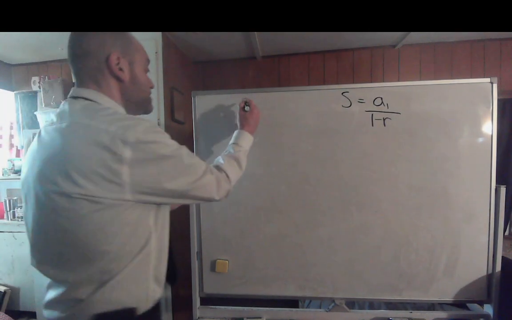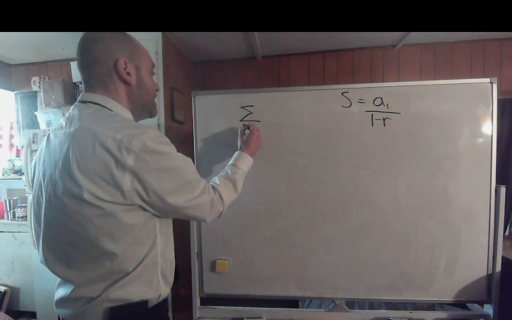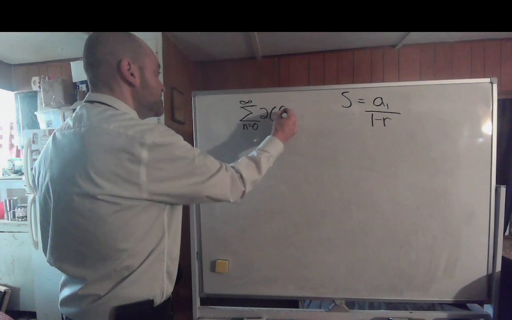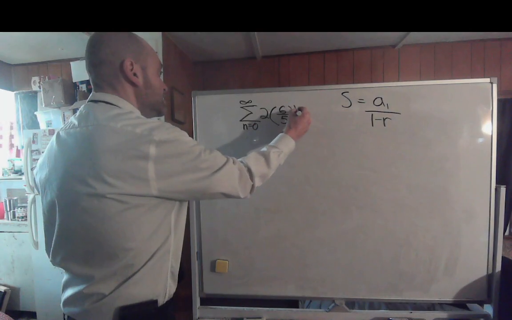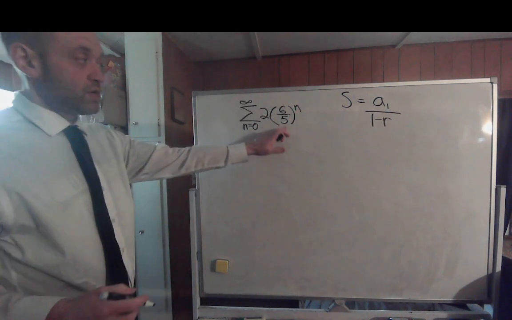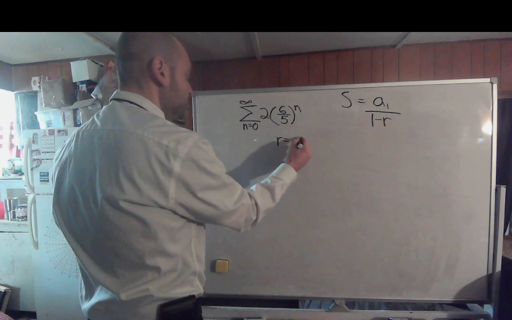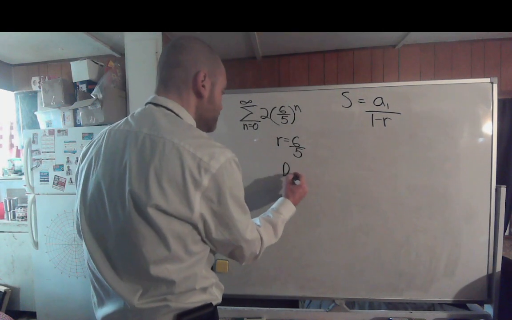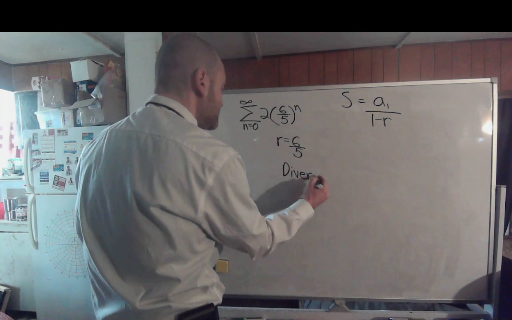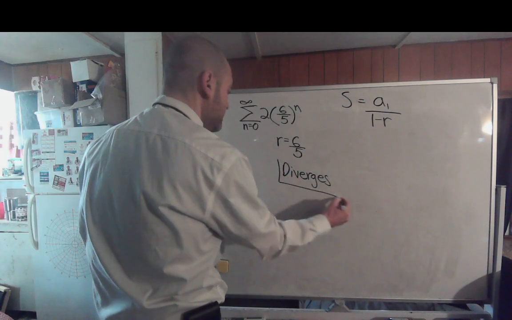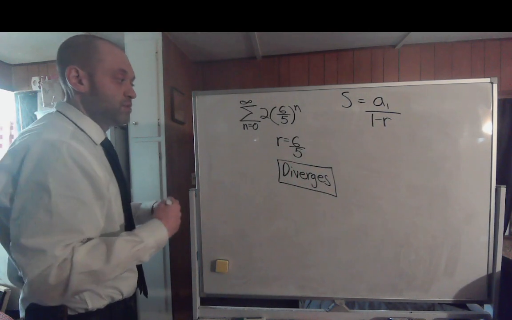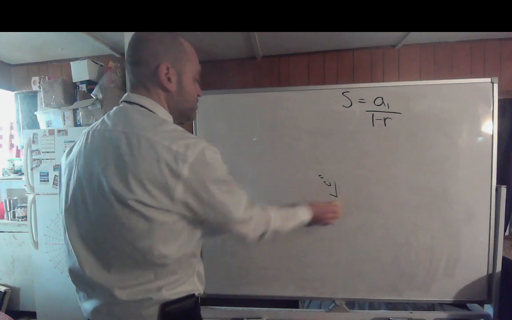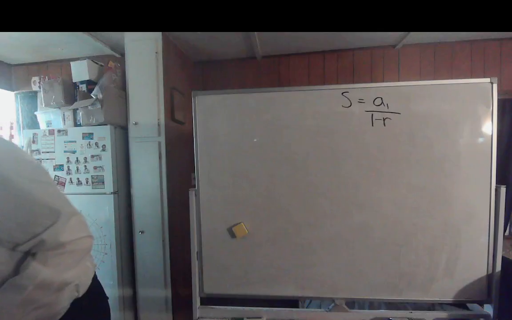All right, now what about this one? We go from n equals 0 to infinity of 2 times the quantity of 6/5 to the n power. Well, look at your common ratio. Your common ratio is 6/5. Well, 6/5 is greater than 1, right? So this series is going to diverge. This series diverges, meaning it has no finite answer. It will go to infinity, so it diverges. So with infinite geometric series, always start with your common ratio.